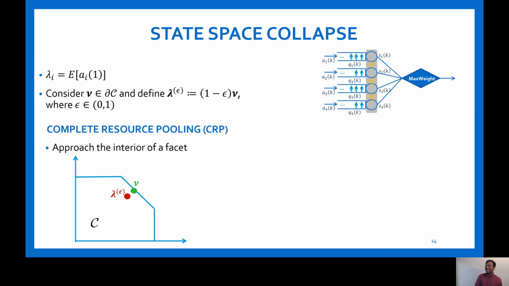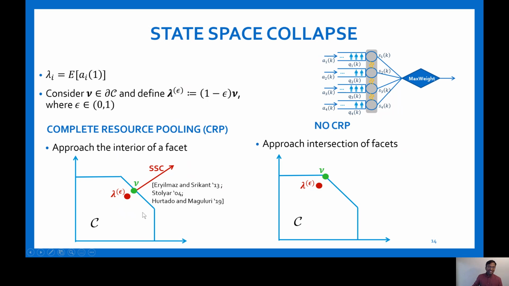So why do we study the heavy traffic regime? The main reason is because of something called state space collapse. Again, I have this point on the boundary, and my arrival rate is approaching this point. It can be shown that the Q length vector, a vector in this n-dimensional space, since I have n queues, behaves in a particular way. Suppose my limiting arrival rate is in the interior of a facet. Then it is known that the Q length vector behaves as if it just lies on this line. This is called state space collapse. And when the limiting arrival vector is in the interior of a facet, we say that complete resource pooling is satisfied. Because we'll see that in this case, the system behaves as if it's a single server queue, and that's why we call it complete resource pooling.